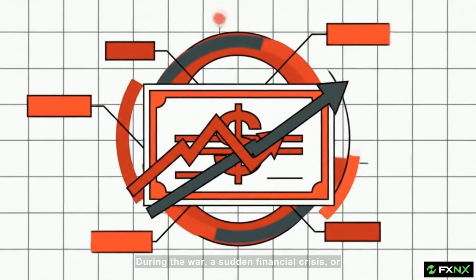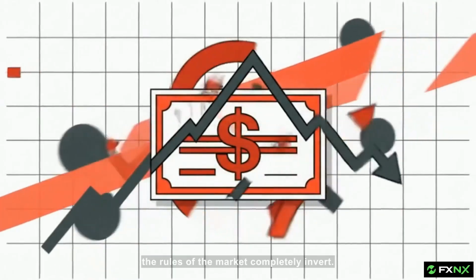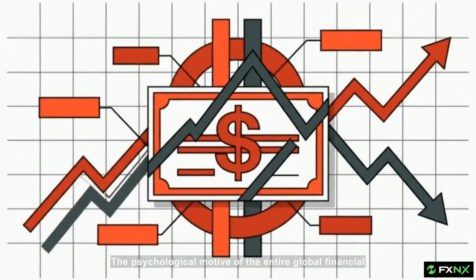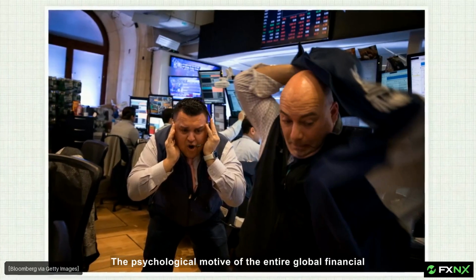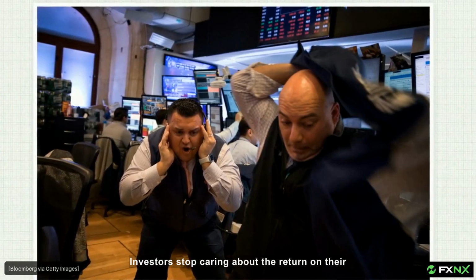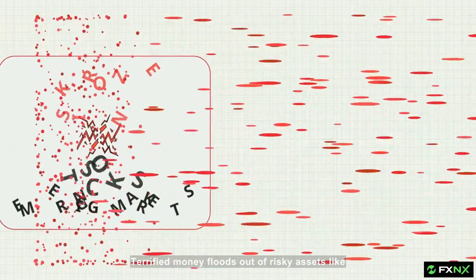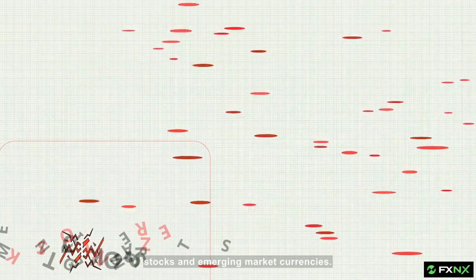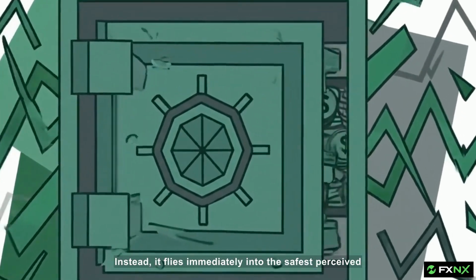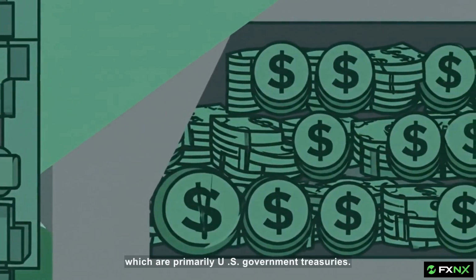During a war, a sudden financial crisis, or extreme global uncertainty, the rules of the market completely invert. The psychological motive of the entire global financial system shifts in an instant. Investors stop caring about the return on their capital. They become entirely focused on ensuring the return of their capital. Terrified money floods out of risky assets like stocks and emerging market currencies. Instead, it flies immediately into the safest perceived financial shelters on Earth, which are primarily U.S. government treasuries.